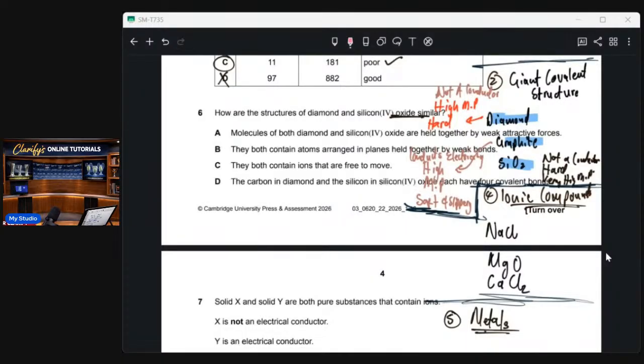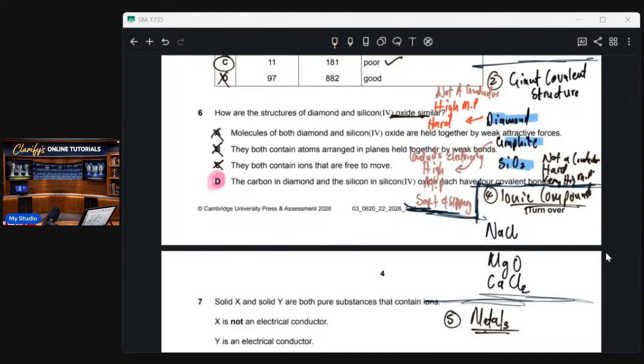So it means when you look at their atoms, they are joined by covalent bonds in 3D. So it's 3D. This is very, very special. If you see here, the carbon in diamond and silicon dioxide each have 4 covalent bonds. That's good. They both contain free ions? No. They both contain ions held together by the atoms? No. So your answer is D.